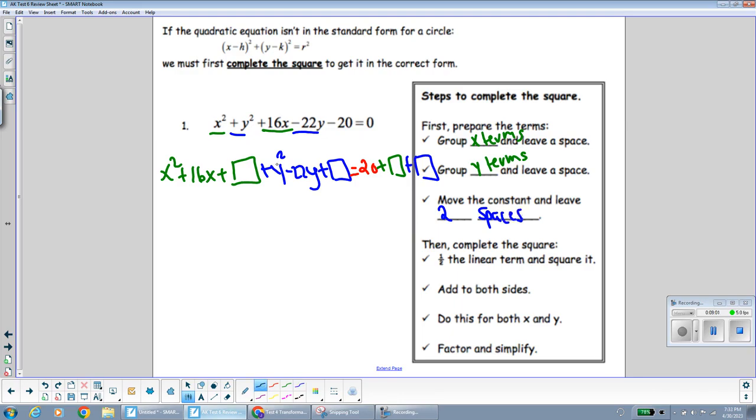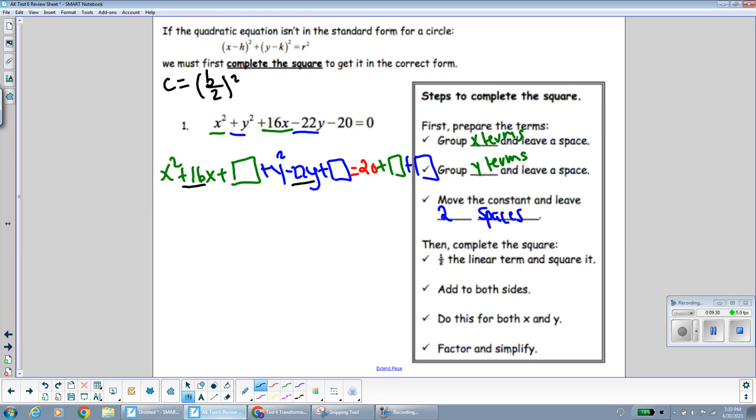Now, to find the term that completes the square, we call that the C term, A, B, C. So to find that C term that completes the square, that constant that completes the square, we have a formula that we use, and that is that C is equal to B over 2 squared. So this is our A term. Our B coefficient here would be the 16. This is our A term. Our B coefficient here would be negative 22.